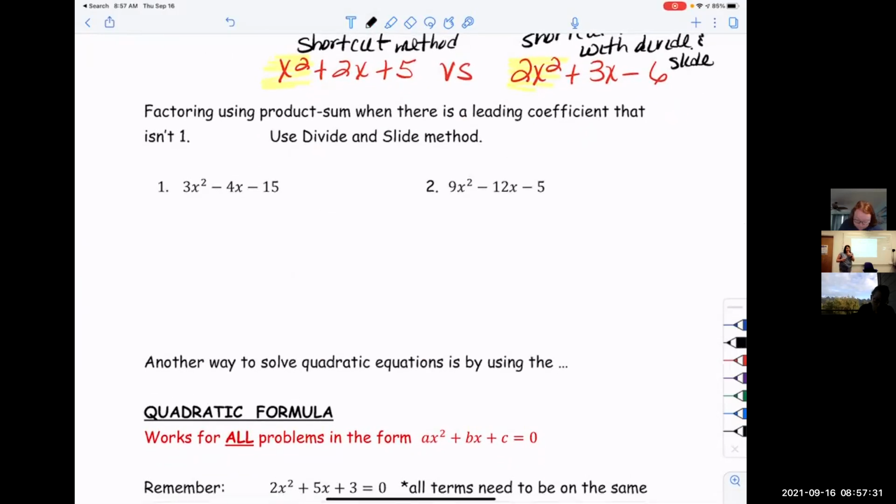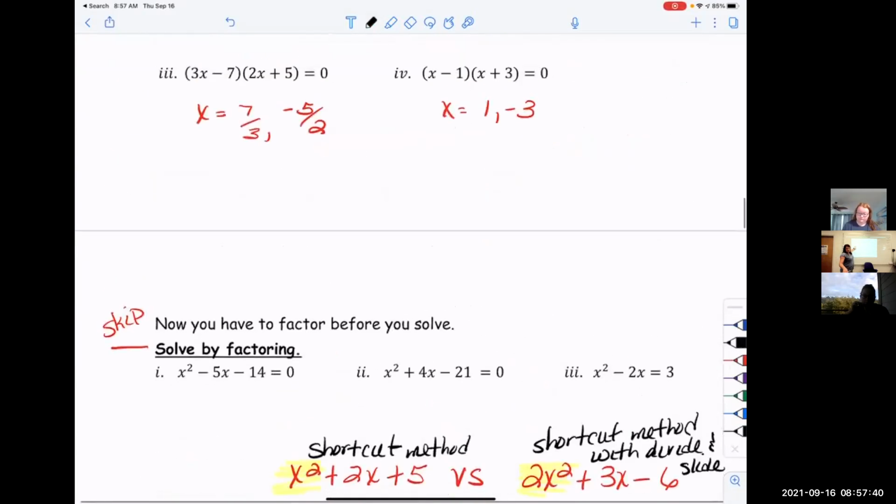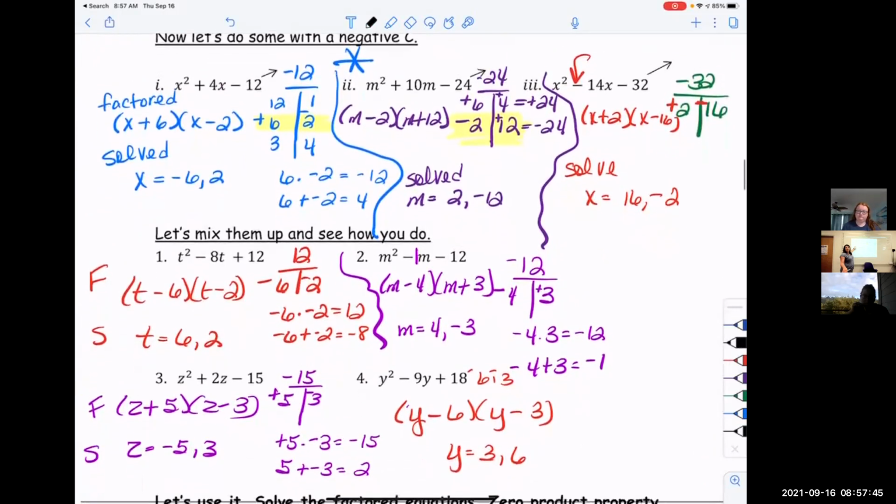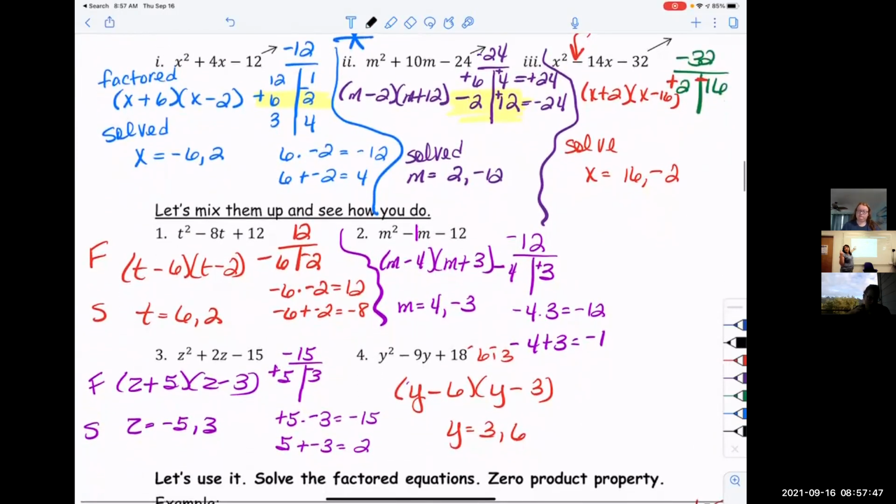All right, when you're doing this method to factor or solve, you've got a leading coefficient. So every one of these that we did with the shortcut did not have anything in front of the x squared, t squared, m squared. It was just a 1 every single time.